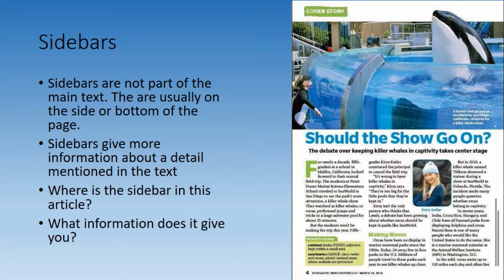The next text feature we are going to talk about are sidebars. Sidebars are also not part of the main text. They're usually on the side or the bottom of the page. What sidebars do is they give more information about a detail mentioned in the text. Where's the sidebar in this article? And what information does it give you?